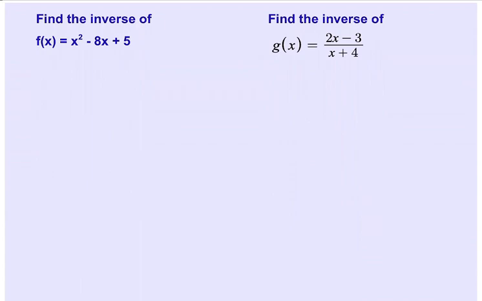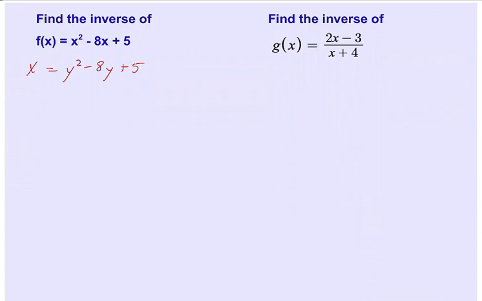Find the inverse of y equals, or f of x equals x squared minus 8x plus 5. So again, the first thing we're going to do is, switch that around. x equals y squared minus 8y plus 5. And how am I going to get the y by itself when there are two different y's? I'll give you a second to think.